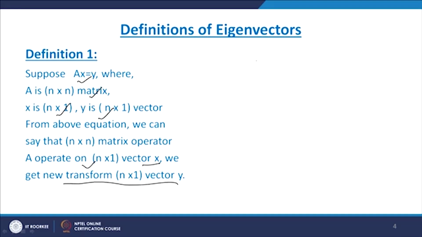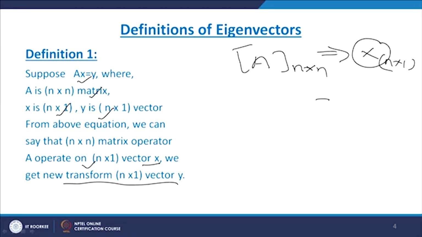That is, we have a matrix of order n cross n. When it is operated on x, which is of order n cross 1, we get y, which is of order n cross 1. That is, A operated on x gives y.